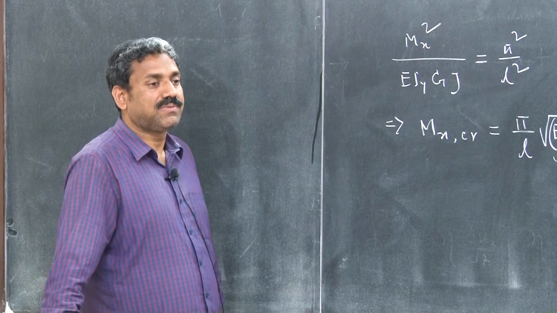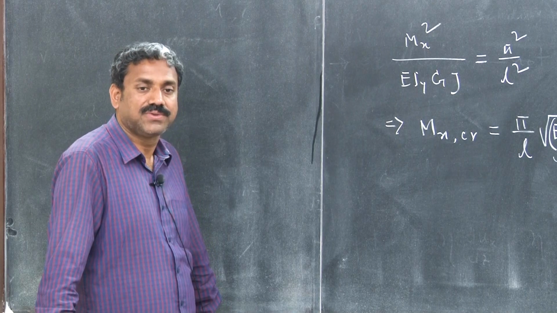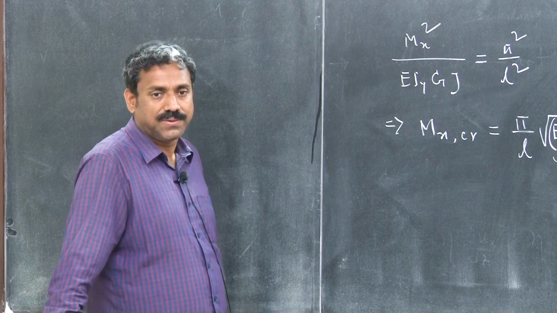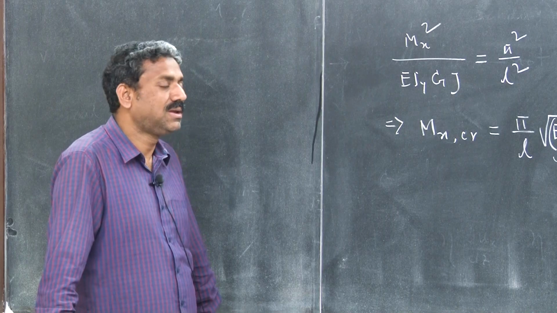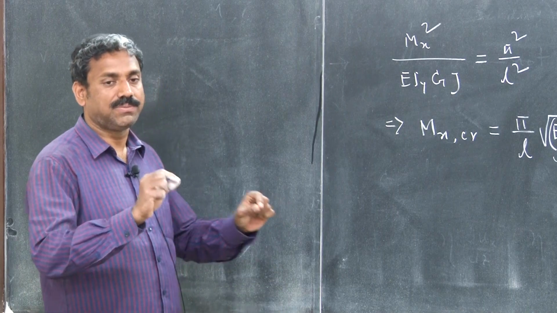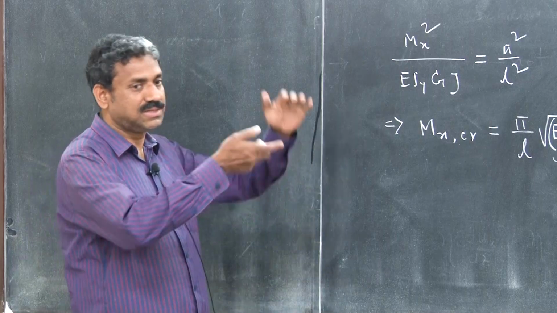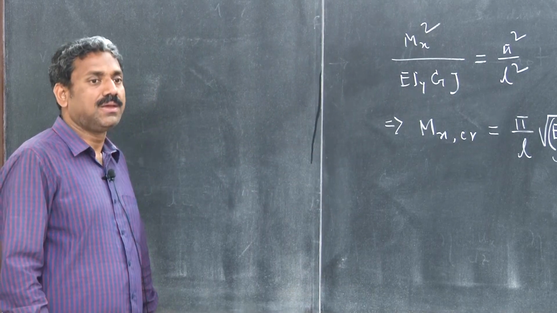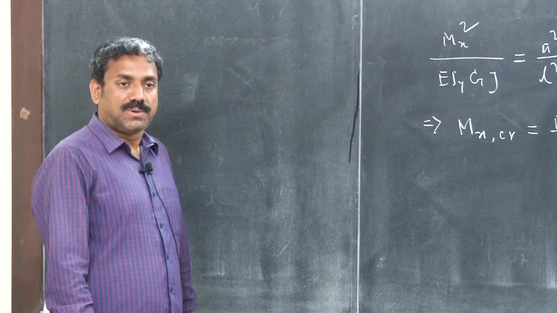So for I section, the warping constant is found as I_F h square by 2, right? I_F is what you have seen, right? So it basically depends on the sectional area of the flange as well as the distance between the two. Okay. Anyway, so we have covered that.